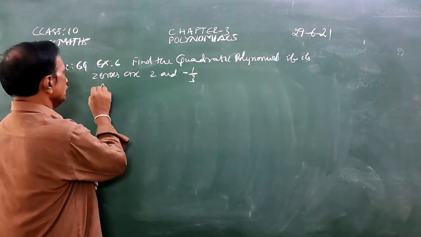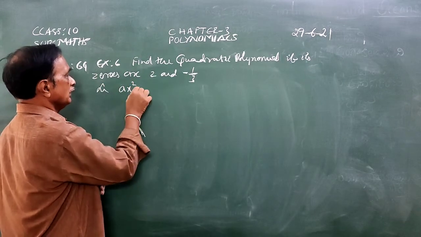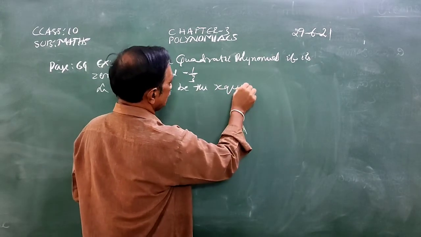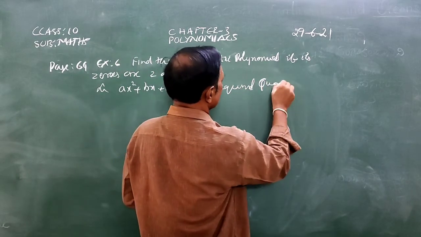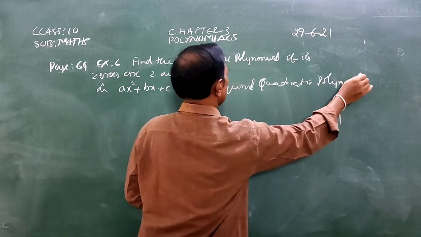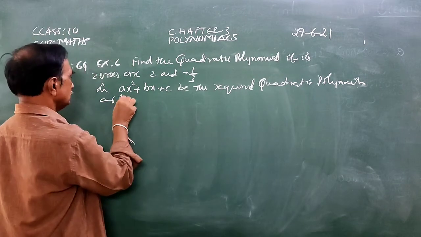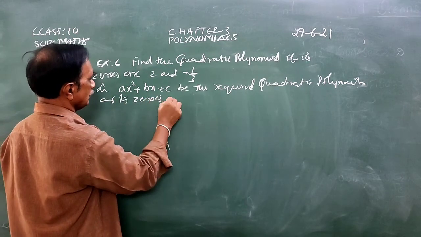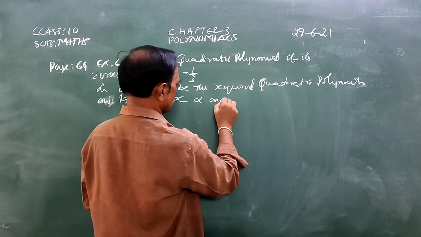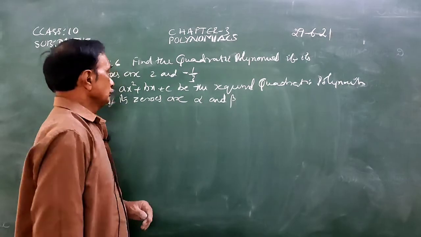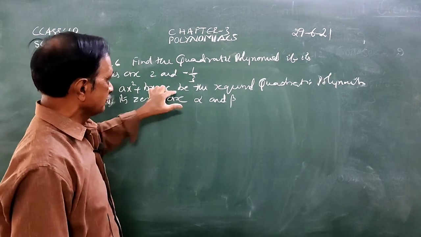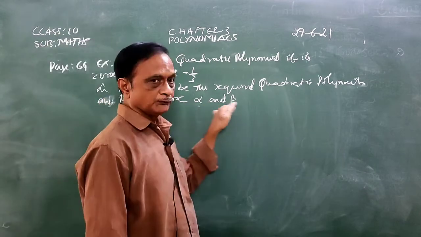Now see, let ax square plus bx plus c be the required quadratic polynomial, and its zeros are alpha and beta. So let the required quadratic polynomial whose zeros are 2 and minus 1 by 3 be ax square plus bx plus c, and let its zeros be alpha and beta.